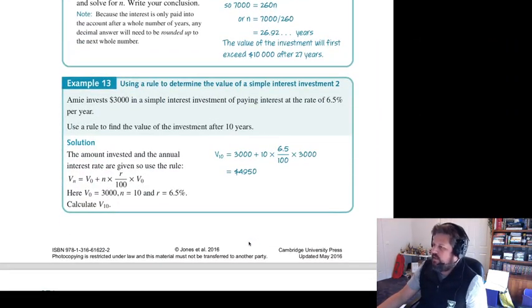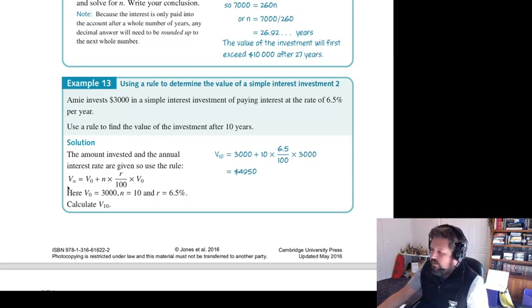Alrighty, next example. It says here, use a rule to determine the value of simple interest, part 2. Oh, it's Amy, spelled A-M-I-E. Cool. Amy invests $3,000 in a simple interest investment paying an interest rate of 6.5% per year. It says use the rule to find the value of the investment after 10 years.